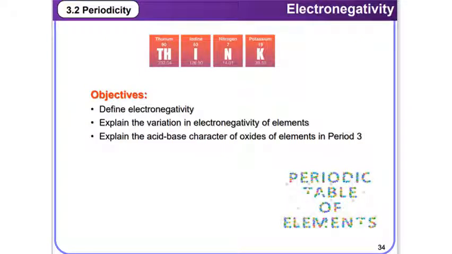This video will be the last part of chapter 3. In this video, we are going to focus on the definition of electronegativity, and then next we are going to discuss the variation of electronegativity going across the period and also going down the group. Last part of this chapter, we will discuss the acid-base character of oxides for the elements in period 3.